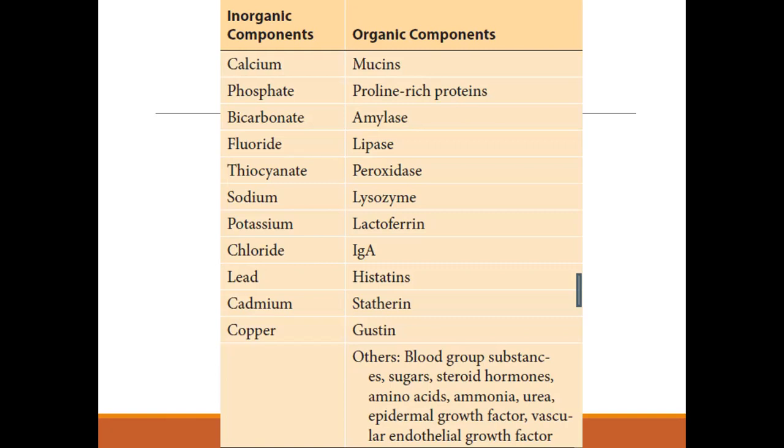Then when you talk about the organic substances, we have mucin, proline-rich proteins, amylase, lipase, peroxidase, lysozyme, lactoferrin, IgA, statherin, gustin, and other substances. Each one has one important function. Mucin, if you take, it's a protein-carbohydrate complex. We call it a glycoprotein, secreted by some of the salivary glands. When mucin is present, the saliva will be thick in nature.